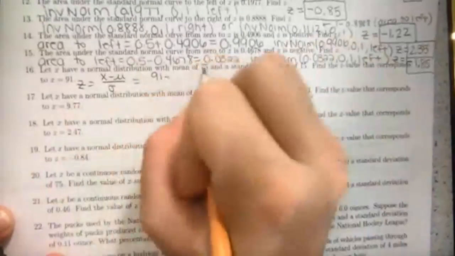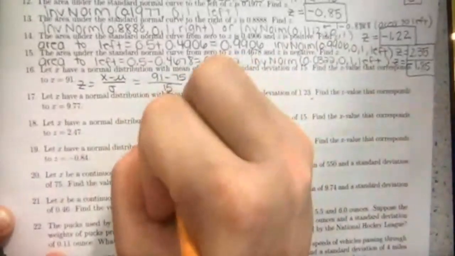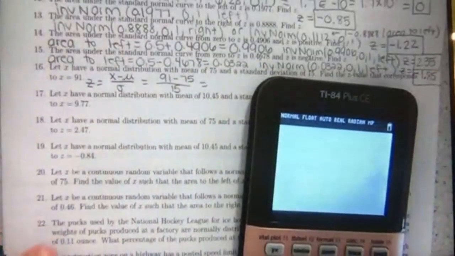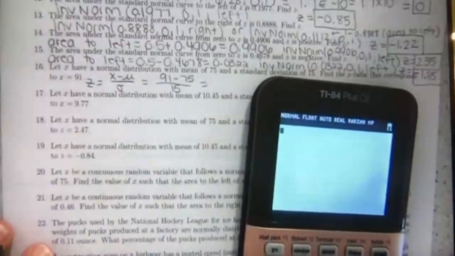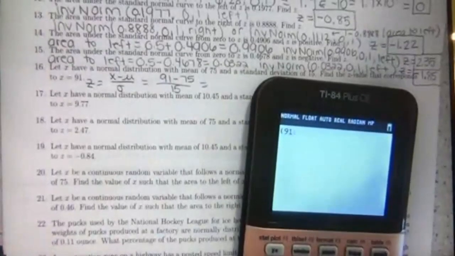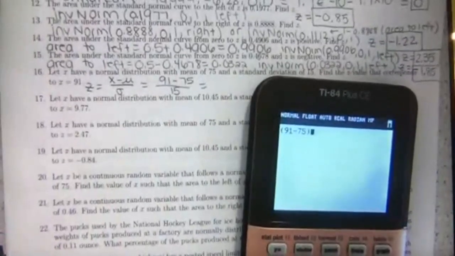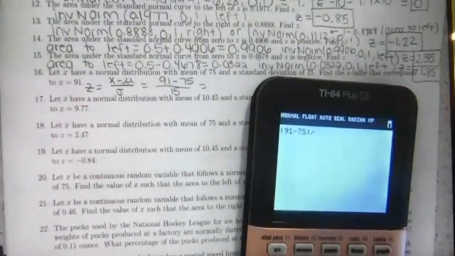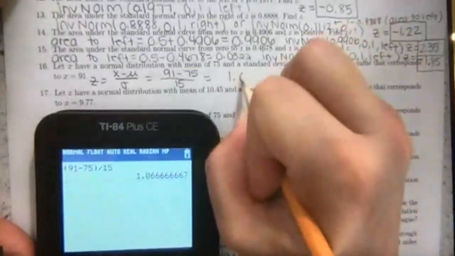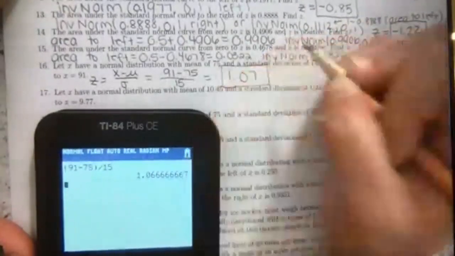So X is 91 minus our mean, which is 75, all over our standard deviation, which is 15. So plugging that into our calculator, make sure whenever you do so, you put the top in parentheses. So in parentheses, 91 minus 75 to show that all of that is up top together, divided by 15. And that will give us 1.066, which will round up to 1.07.